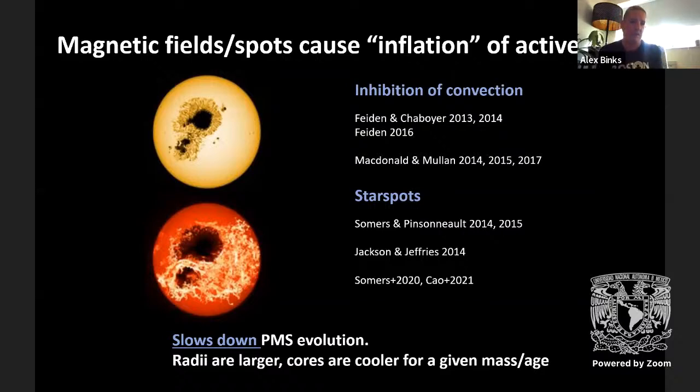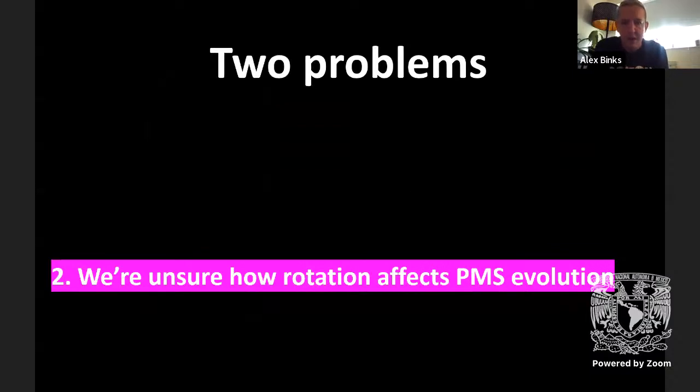So we can get this in the form of star spots or in the form of large-scale magnetic fields. The idea is whatever is causing this is causing an inflation of these young stars. The net effect of that is that these stars are brighter, the radius is larger, that cools down the core of the star for a given mass and age. So it slows down the evolutionary process as the stars are evolving onto the main sequence.